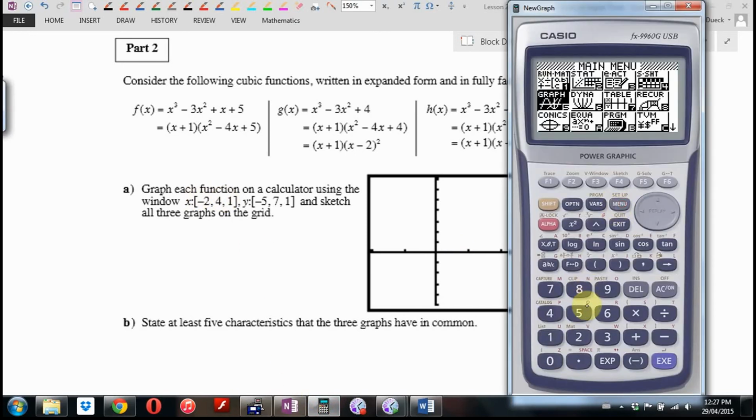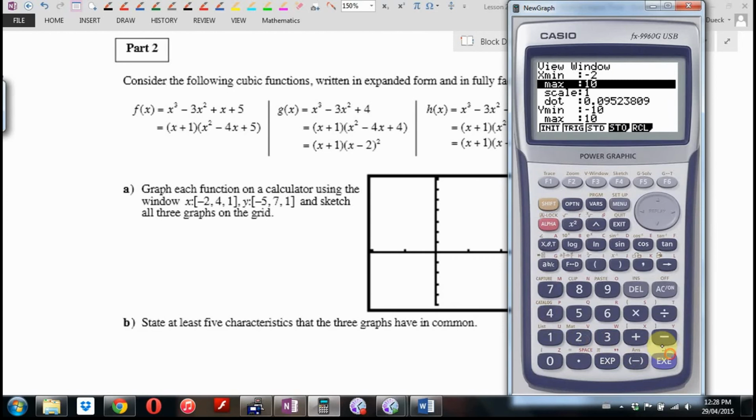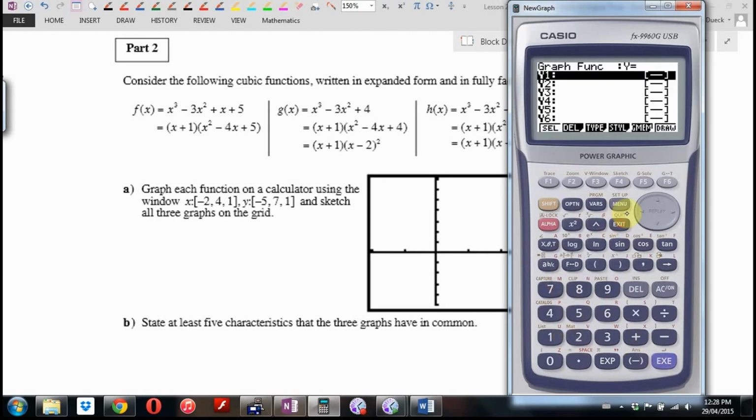It says this, graph each function on a calculator using, okay, first of all, let's change our view window. So I'm going to delete whatever graph I have. Remember, when they give you a view window, this is xmin, xmax, scale, ymin, ymax, scale. So let's do that. Shift, view window, xmin, -2, xmax 4, scale 1, ymin, -5, 7, scale 1. Exit.